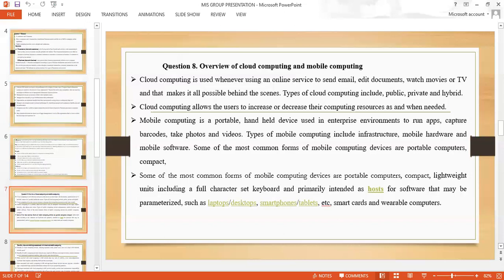Mobile computing is where a portable handheld device is used in enterprise environments to run apps, capture barcodes, take photos and videos. The different types of mobile computing include infrastructure, mobile hardware, and mobile software.